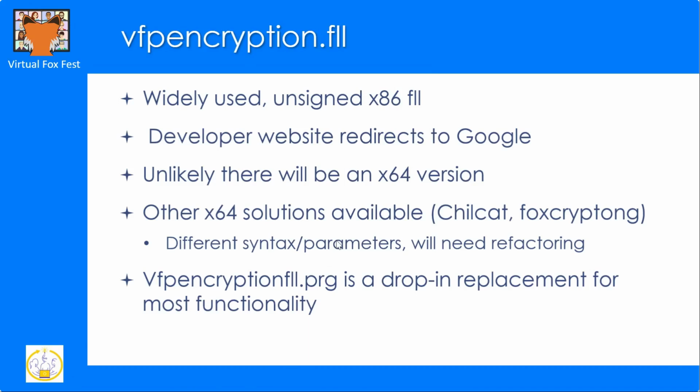Now, I do use VFP encryption. I used it to do things like decrypt connection strings for SQL Server and other uses like that. Anything which needs to be transmitted ought to be encrypted. So I had a problem moving to x64, but actually Christoph helped solve it with his Fox Crypto NG. And what I did was I developed a VFP encryption FLL.prg as a drop-in replacement.